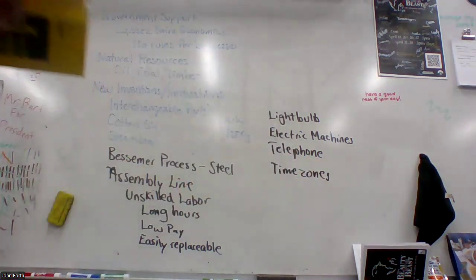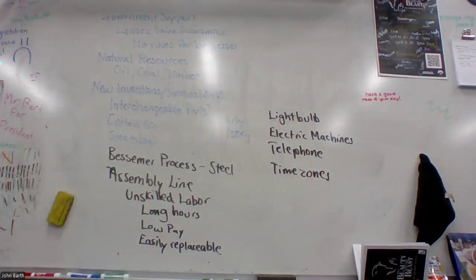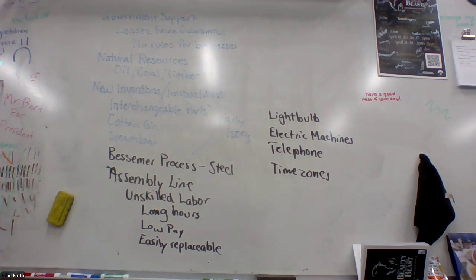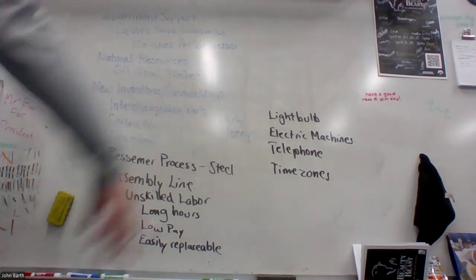Time zones are created during this time. So like a standardized time zone, because we have all these products going on train tracks. And if they're coming from different cities who have different times, that's not a good idea because they might be on the same track going the same way at the same time. And that's going to lead to problems. Right? So lots of new inventions and innovations.